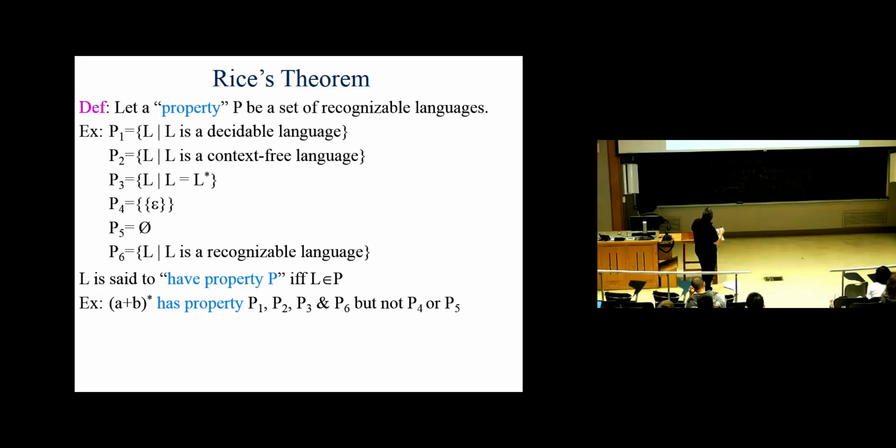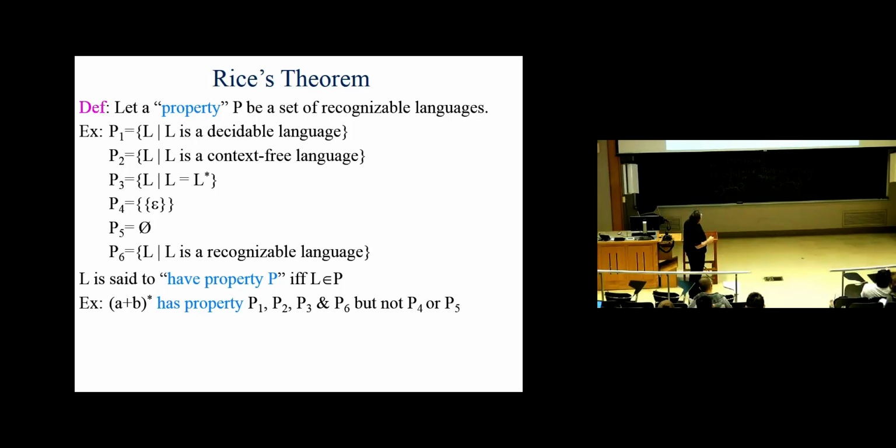Okay, so for example, (a+b)* has properties P1, P2, P3, and P6. Why? Because it's a decidable language. Sigma star is decidable. It's a finite automaton that decides it. P2, it's a context-free language, also for sure. It's also regular, which makes it context-free automatically. P3, it's equal to its own Kleene closure. So sigma star, sure enough, equals its own Kleene closure. Sigma star is equal to sigma star star. It's already all the strings. So what else are you going to get if you start again?